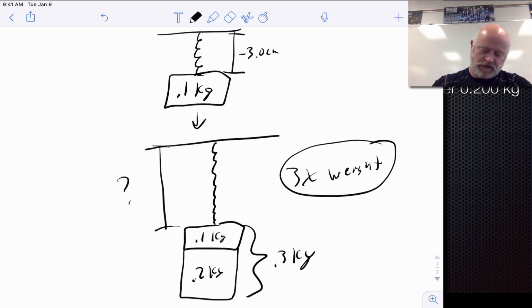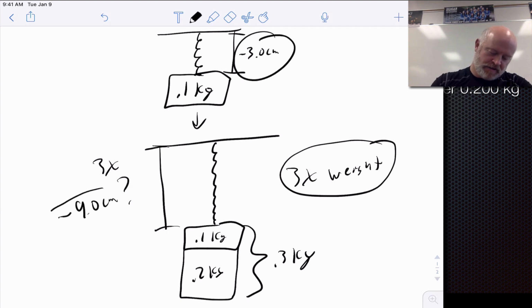So having that, if we have 3 times the weight, we should be able to predict pretty quickly what's going to happen to the stretch, right? The spring didn't change. The spring itself is the same. So if we triple the weight or we triple the force we apply to the spring, that means the spring is going to have to respond with triple the force back, which means that the distance is going to be triple too. Okay, so we go from 3 centimeters, so now it should fall down 9 centimeters. Okay, so that's our first part.